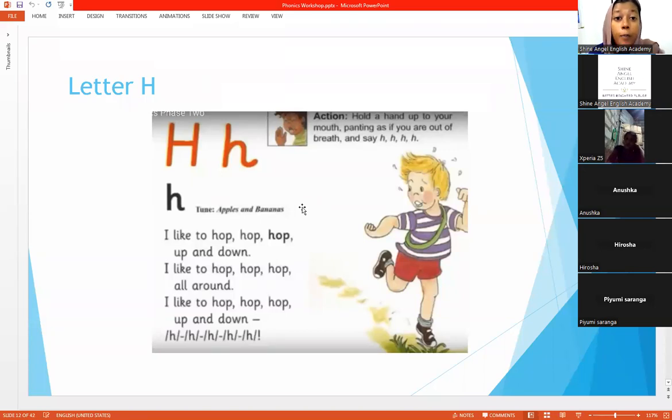I like to hop up and down. I like to hop all around. I like to hop up and down. Hop, hop, hop, hop. Now, with hop up and down, you can get the children to jump up and down. You can get the children to do an activity like that, right? So it's a really interactive workshop.